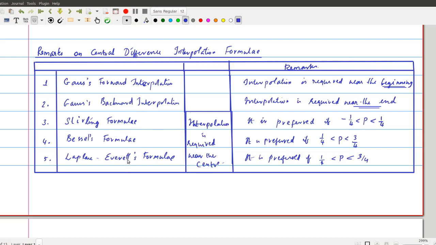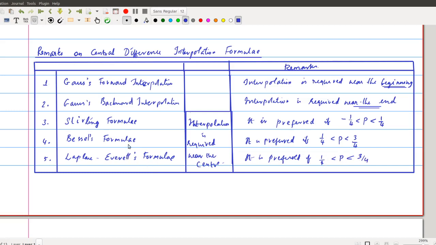If p lies in between -1/4 and 1/4, it is preferred to use Stirling formula, so that will give more accurate value. If the interpolation is required near the center, we will use Bessel's formula, which is preferred if 1/4 less than p less than 3/4. The same condition, 1/4 less than p less than 3/4, applies when we use Everett's formula.